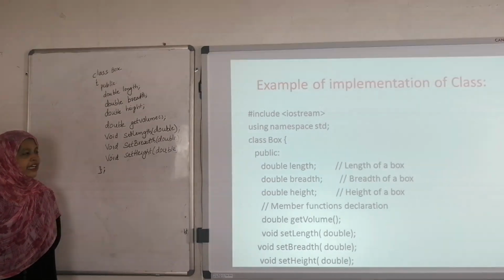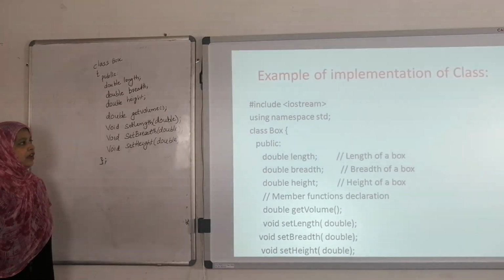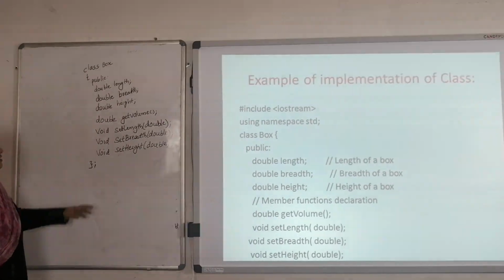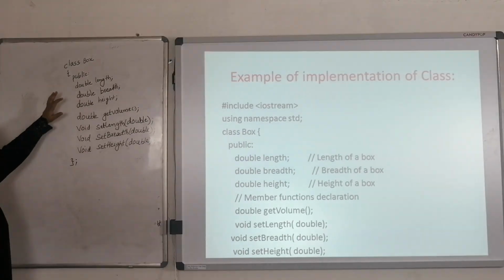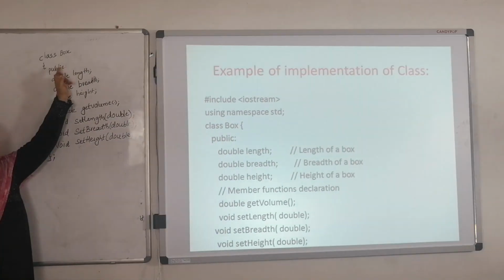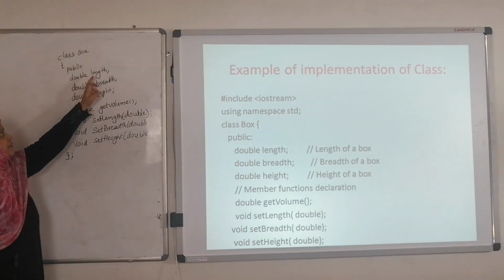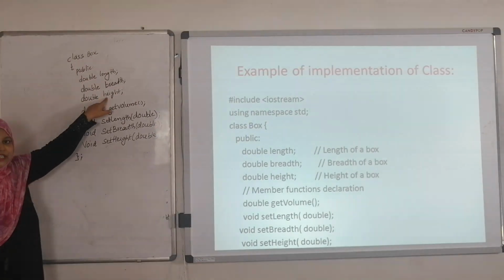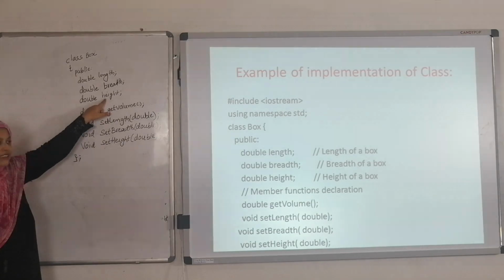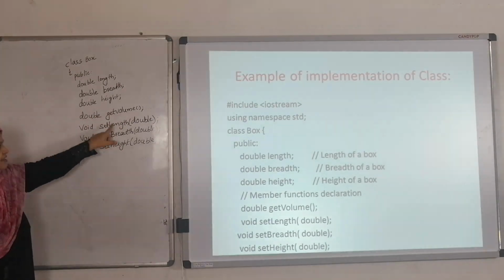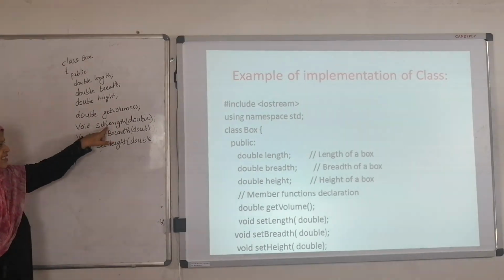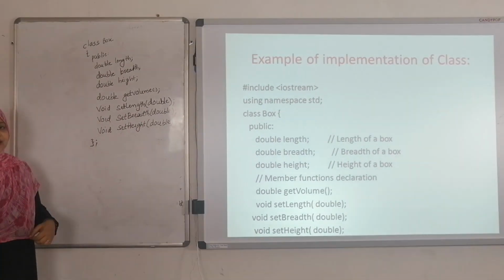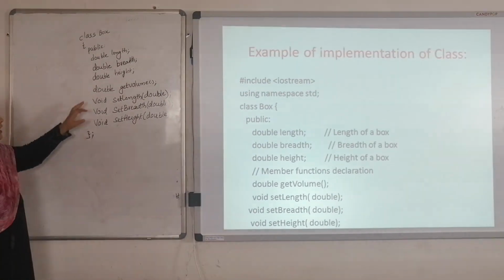Welcome back, students. In this session, we are going to discuss how to implement the class. Here is an example of a class. In this class Box, we are going to declare three data members: length, breadth, height. These three are the data members, and we are declaring four member functions: the get volume member function, set length function, set breadth function, and set height function.